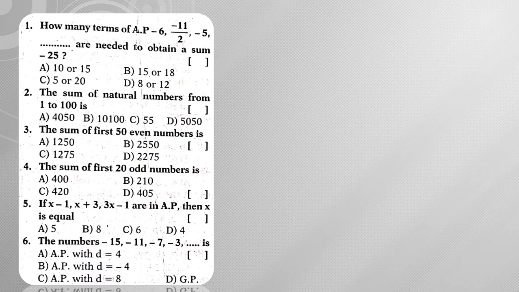Question number 1. How many terms of the AP minus 6, minus 11 by 2, minus 5 are needed to obtain a sum of minus 25? If you observe these numbers, this is minus 6, and after that minus 11 by 2, which I can write as minus 5.5, and the next one is minus 5, right? Now what is the common difference here? The common difference is nothing but second term minus first term. So minus 5.5 minus of minus 6, which I can write as minus 5.5 plus 6. This gives me 0.5.